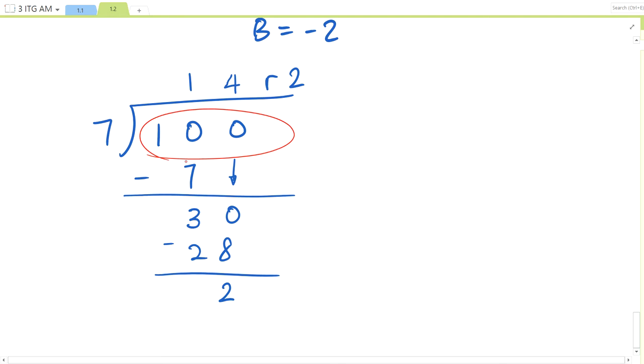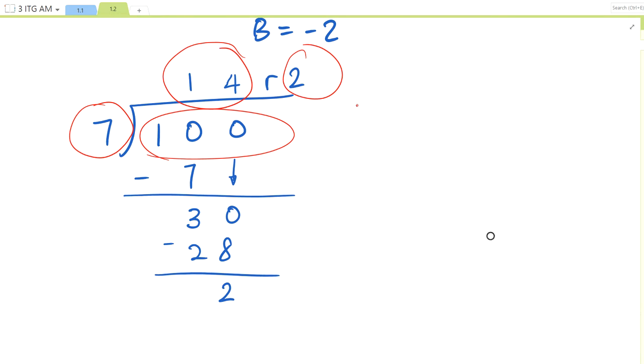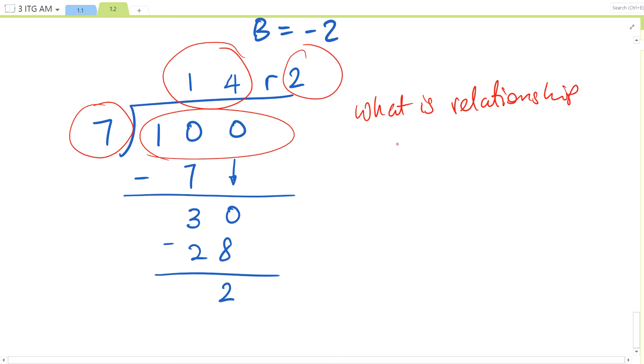So over here we have names. What is this 100 over here called? It is called the dividend. Okay. This 7 is known as the divisor. This 2 over here is known as the remainder. And what about this 14 over here? Quotient. Okay. So there is a relationship. What is the relationship between 7, 14, 2, and 100? Without looking at a textbook, can you tell me the relationship? Okay, how about this? Can you form an equation that includes 7, 14, 2, and 100?